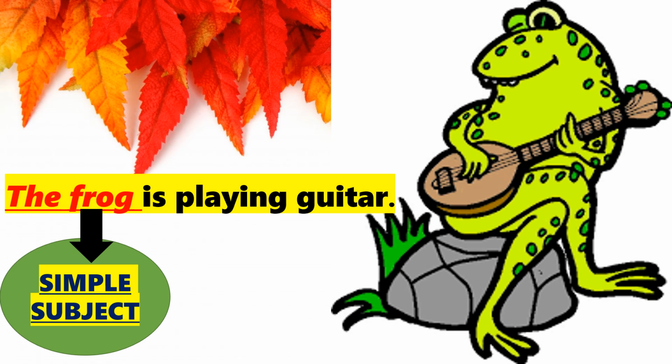Look at the picture here. Who is playing the guitar? The frog. The frog is playing guitar. So what is the subject of the sentence? The frog. The frog, it is the noun. And here, as we are using only a single word, it is called the simple subject.